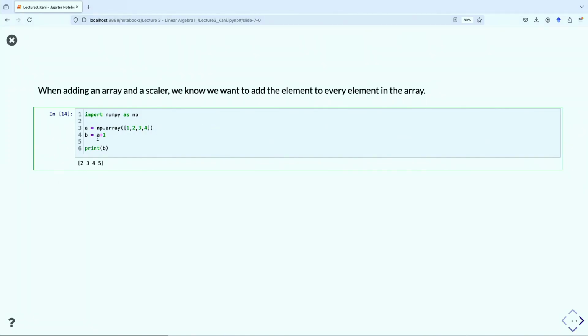We add that scalar to every single value, right? Okay, so the way I think of it at least, is that Python sort of figures out what you mean. It figures out that you want to add +1 to each element of the vector, right?